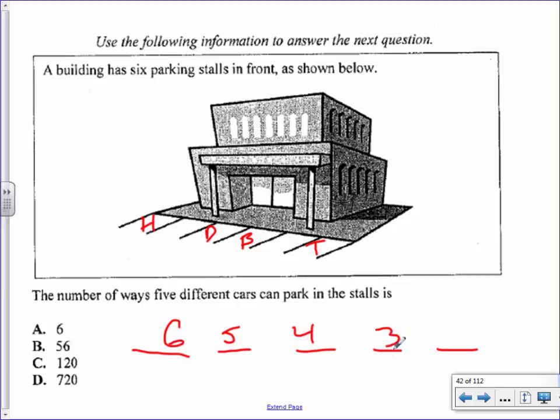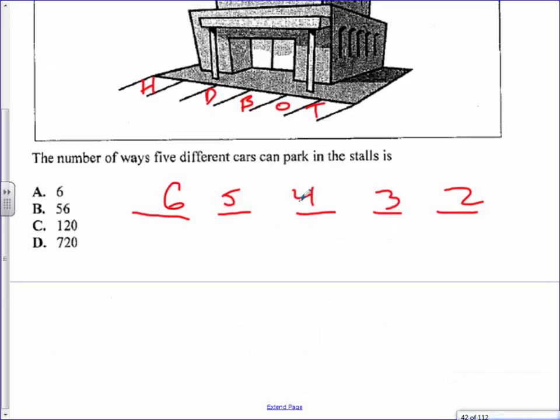And then Oakley pulls up, and how many choices does Oakley have? 2. Is there still 1 open stall? Yeah. Let's say that one more person had pulled up. How many choices of stalls would they have? Yeah, they would only have 1. So the correct answer for this would be 6 times 5 times 4 times 3 times 2. Another way of phrasing this, by the way, would be there's 6 different stalls, and we need to pick 5 of them to be used. That makes sense?